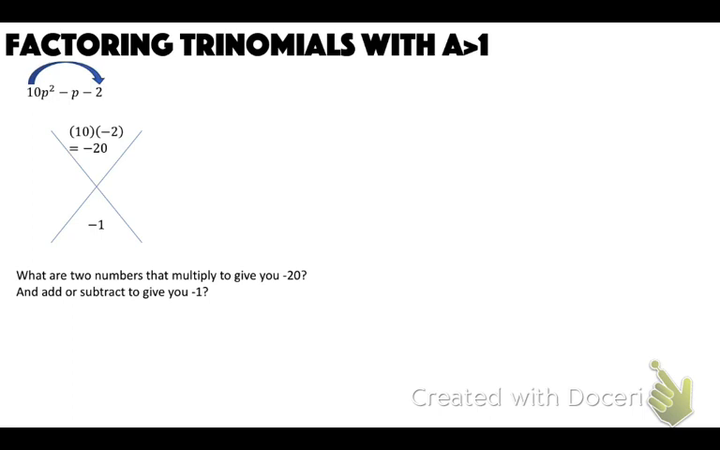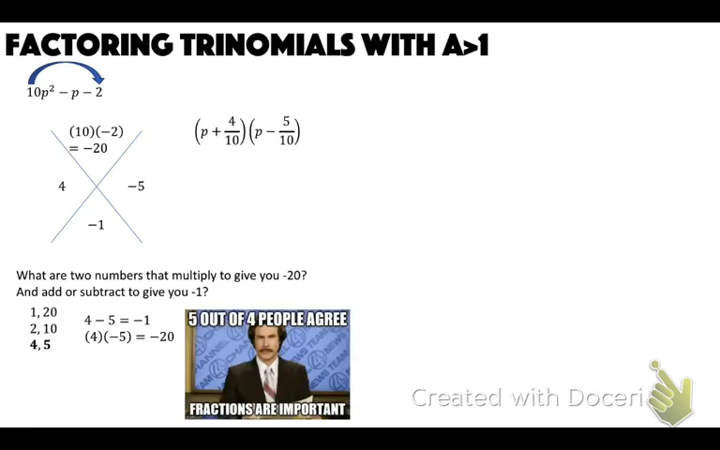So then we want to see what is going to multiply to give us negative 20 and add or subtract to give us negative 1. Well, 1 and 20, 2 and 10, 4 and 5. 4 and 5 is what it's going to be. So 4 minus 5 is negative 1. 4 times negative 5 is negative 20. So we have 4 and negative 5. Put those in our parentheses, so it's going to be p plus 4, p minus 5. Divide by 10. Again, we have to reduce fractions.